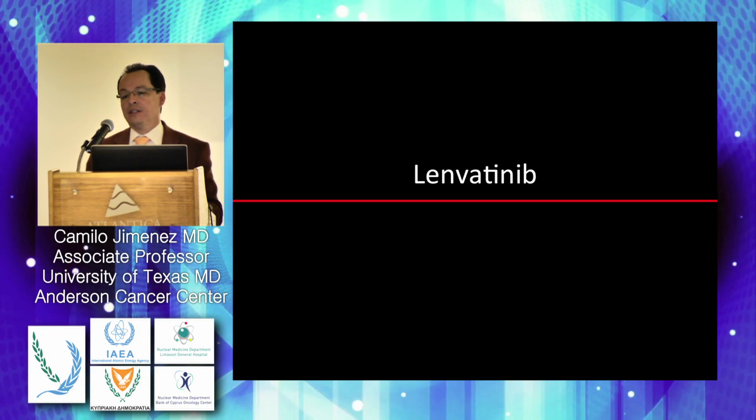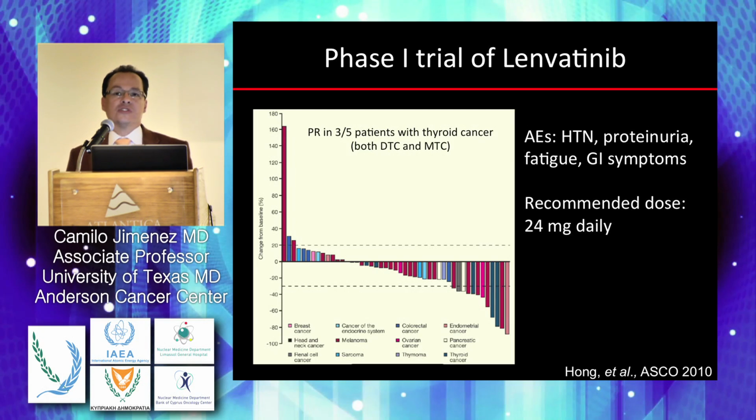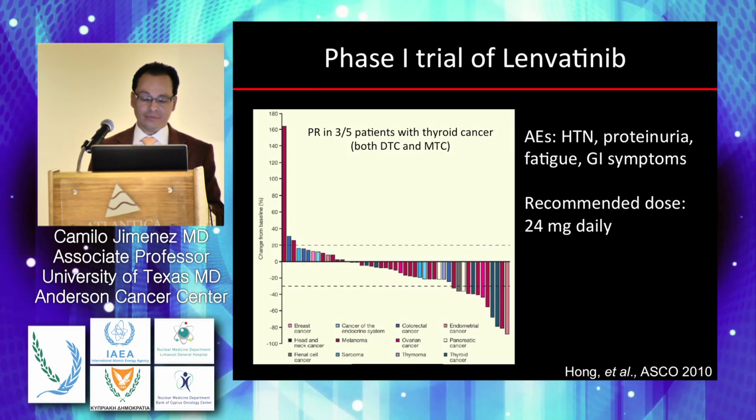This is a very interesting medication. Just to remind you, this is an anti-angiogenic drug that also has activity on the fibroblast growth factor receptor, and since the very beginning, Lenvatinib was associated with an excellent response in patients who have thyroid cancer that was not avid for radioactive iodine. So these are the reports of the phase 1 clinical trial with Lenvatinib.